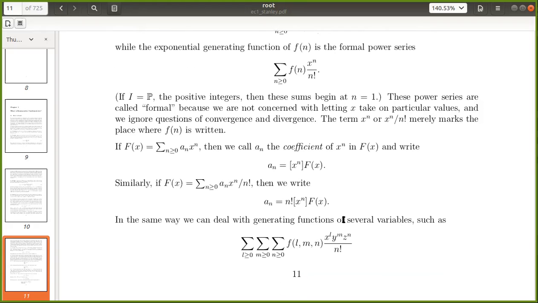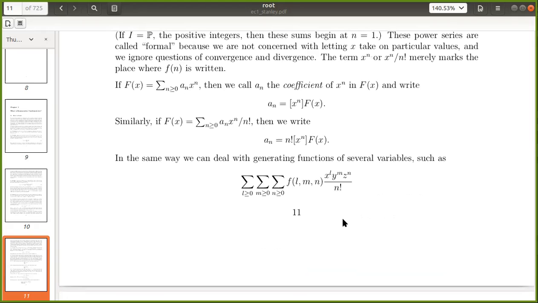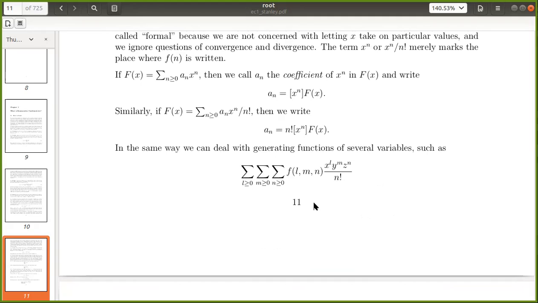And the same way, you can deal with generating functions of several variables. This also we have done. We have done quite a few examples where we dealt with more than 2 variables, right? In one case, we even talked about which choice of generating function would be better for us. Remember, we had listed 3 types of generating functions. Let me just try to recall that.